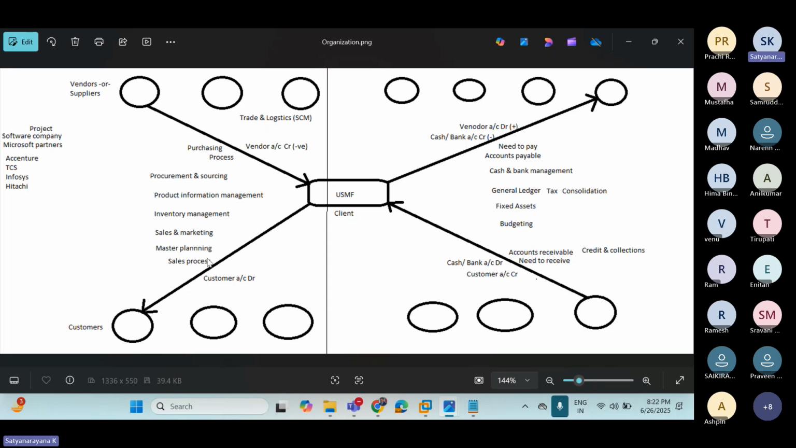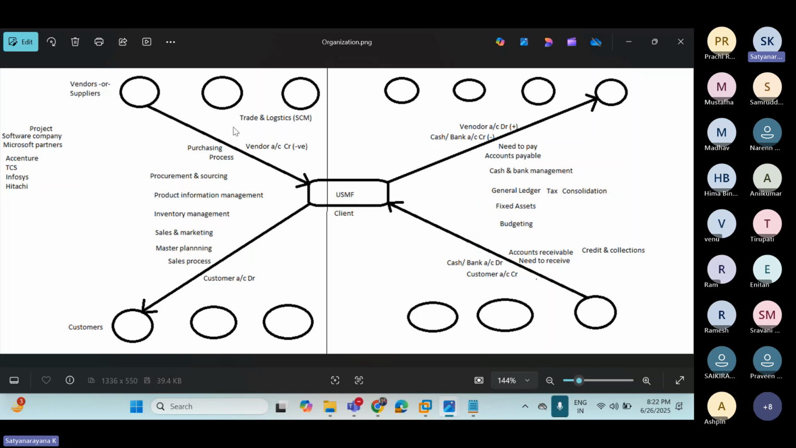Little bit about SCM. Okay, this is supply chain management, trade and logistics. Trade and logistics, SCM, supply chain management also. It is little bit you are going to learn in finance topic. Okay, tomorrow in depth we will discuss about this diagram in detail.